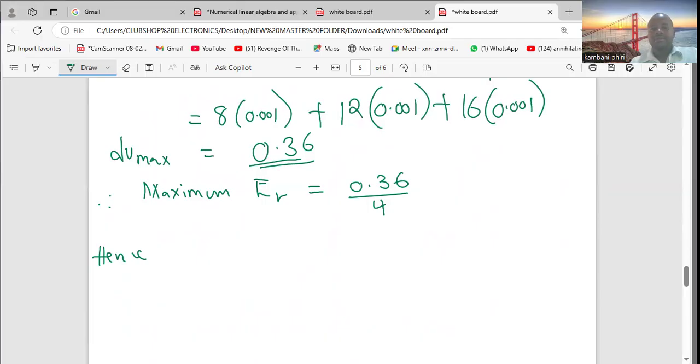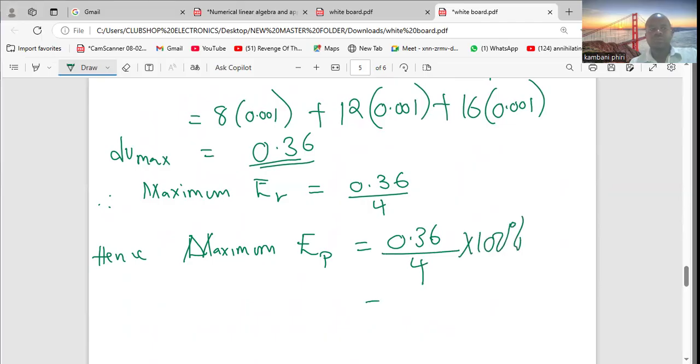And hence, our maximum percentage error will be equal to 0.036 divided by 4 times 100%. Okay. So just a matter of applying your calculator. If you want, you can do it direct. You know that that will give you 36 divided by 4. All right.